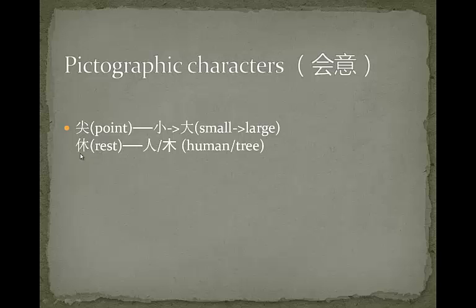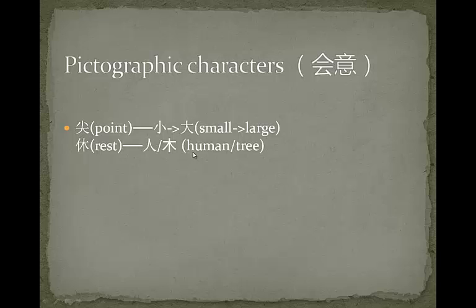Okay? And then we can divide this character into left part and right part. The left part is the character 人. Remember we call this 单人旁. 人 means human. So when it's an individual character, we write it like this, but when we put it into another character as a radical, the shape changes a little bit. And the right hand part, 木.